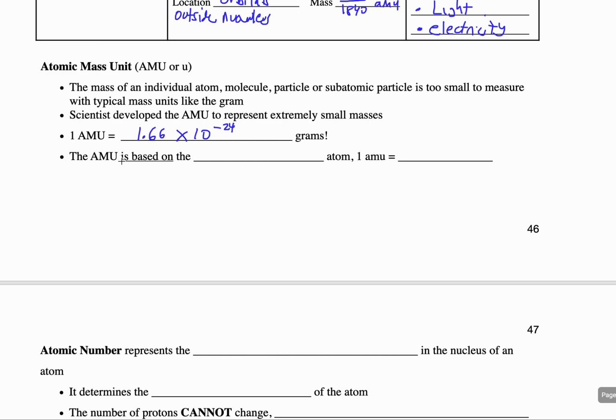Now, I said scientists designed this unit of mass to relate to atoms, molecules, and their parts. So the AMU is specifically based on the carbon-12 atom. And they define it that 1 AMU is equal to 1/12 of the C-12 atom. That's how scientists defined it.